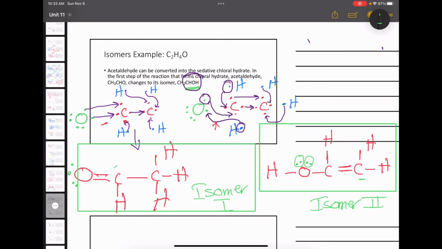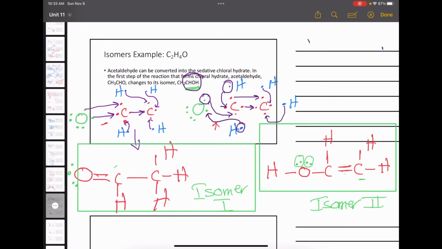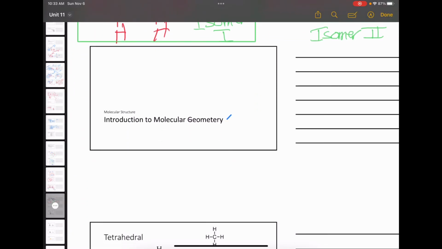So in the exam, if you do either one, I'm not going to really deduct any points. As long as you meet the number of bonds for carbon, hydrogen and oxygen, and you demonstrate to me that this is a stable structure, I will take it. I don't really deduct points for writing or drawing either isomer.